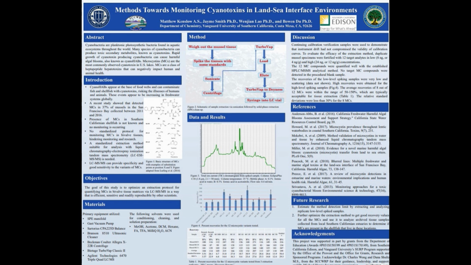For further research, since continuing calibration verification samples were used to demonstrate that instrument drift had not compromised the validity of calibration curves, the next step is to estimate the method detection limit by extracting and analyzing replicate low-level spiked samples, as well as further optimize the extraction method to get good recovery values for all the microcystins. Once this work is completed, the goal is to apply the optimized method to analyze archived tissue samples collected from local Southern California estuaries to determine if microcystins are present in the shellfish that live in these locations.